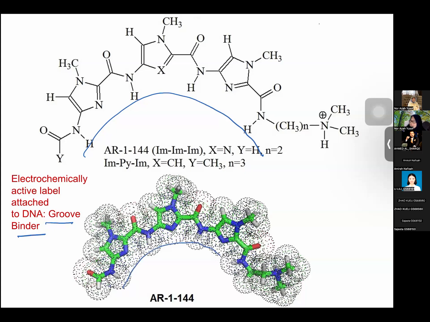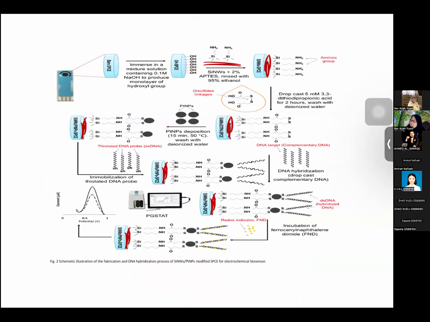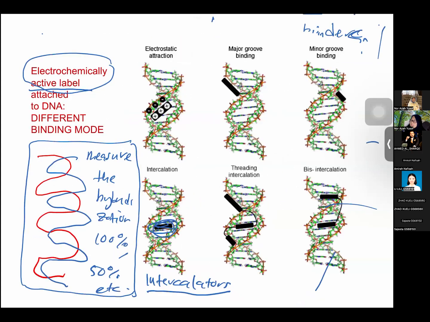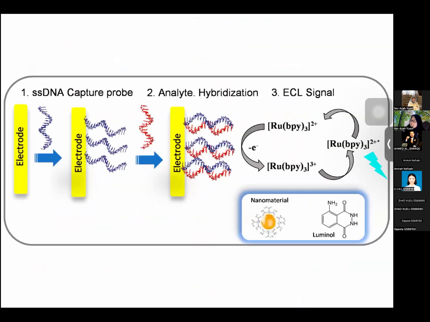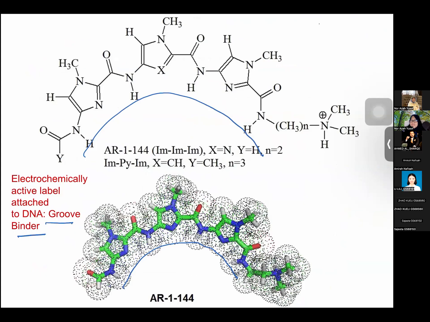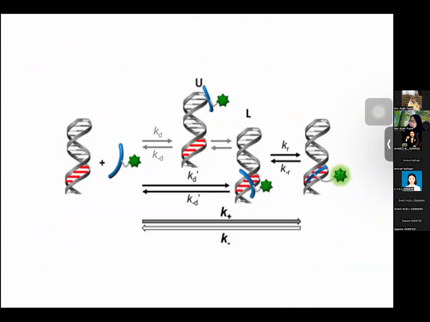So if you understand just now, the groove binders need the suitable shape to attach to the groove, whether it's the major or minor groove. So the characteristic of groove binders is crescent shape. You can see this is how they interact with the groove. The crescent shape interacts with the groove of the DNA.